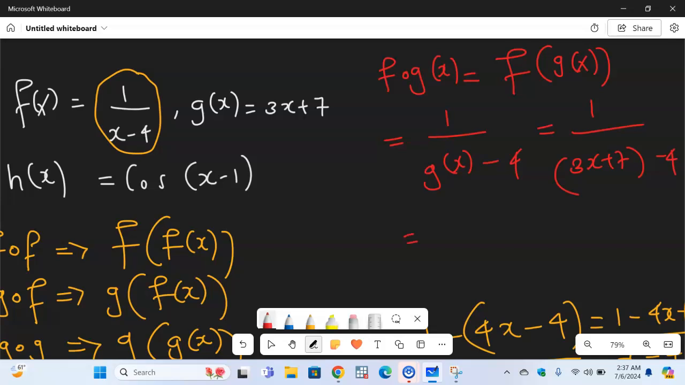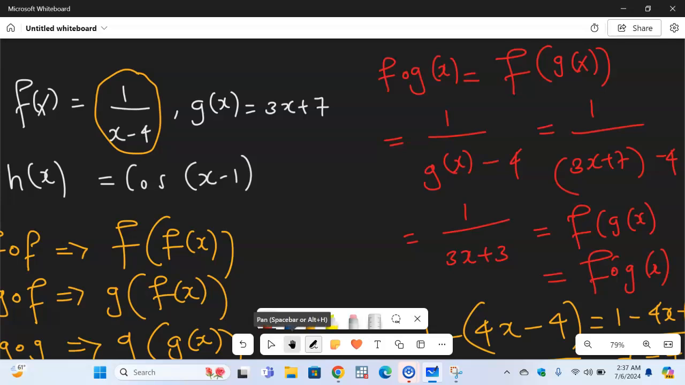So this goes without saying that this is 1 all over 3x plus 7 minus 4, that is 3x plus 3, and this is f of g of x, which in other words we are calling f of g of x. So that's it. We can also solve g of h. Now you're getting the concept. The concept is replacing where there's an x with the function that you're actually trying to find.